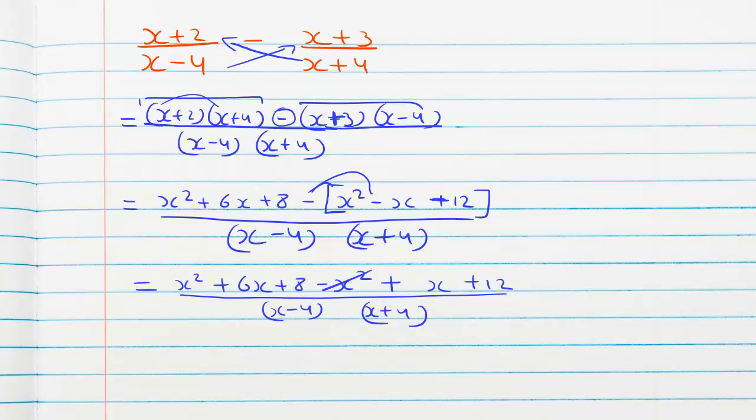This negative x squared gets cancelled, and this right here, 6x plus x, we get what? 7x. 8 and 12, that becomes 20. All of this over x plus 4 times x minus 4, and this is our final answer.